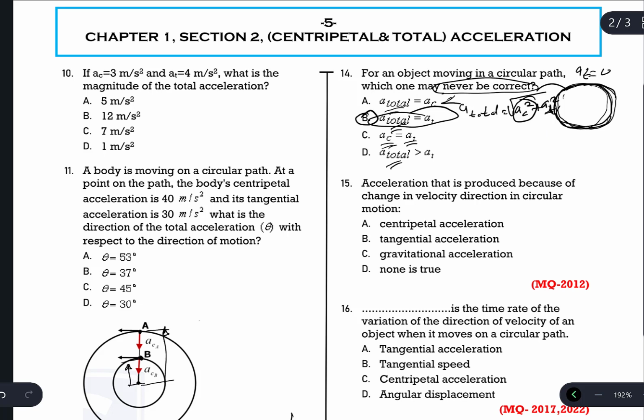And the last one is A total is greater than AT. Yes, A total can be greater than AT if AC always exists. A total is greater than AT, so this is also correct. So B can never be correct, because there would always be an AC. The total acceleration equation must include AC. There is no way.